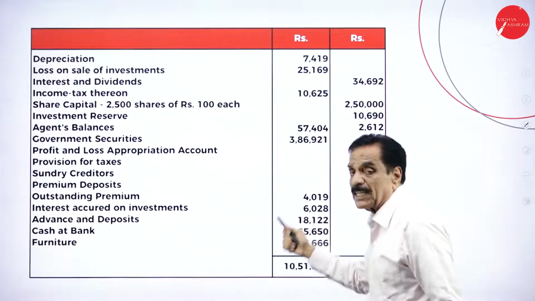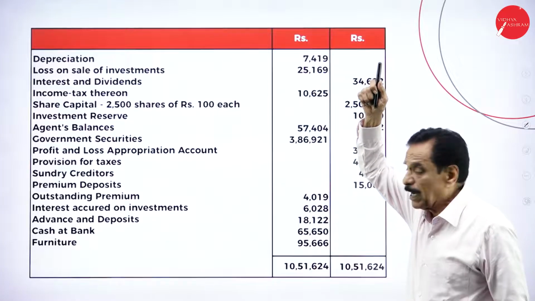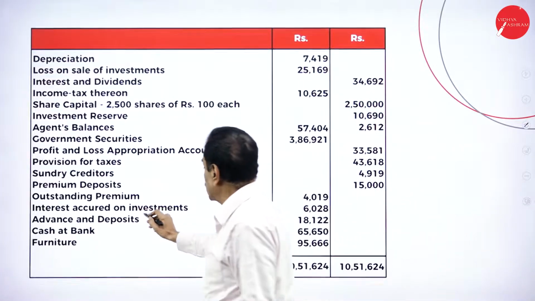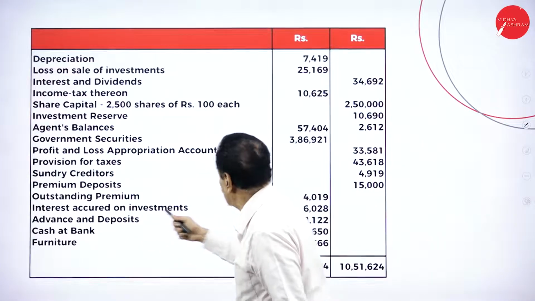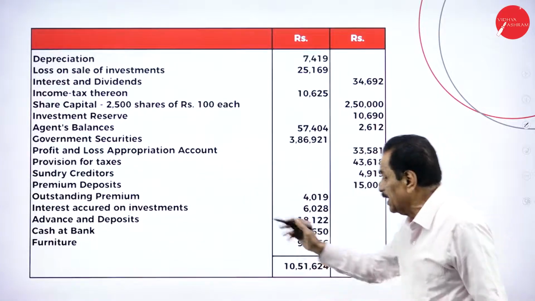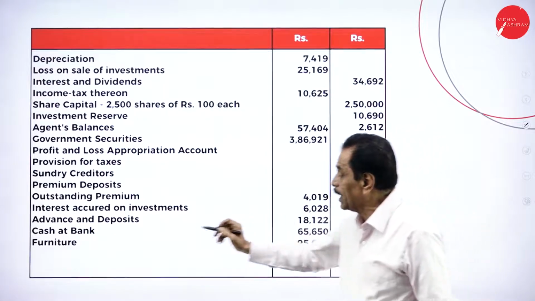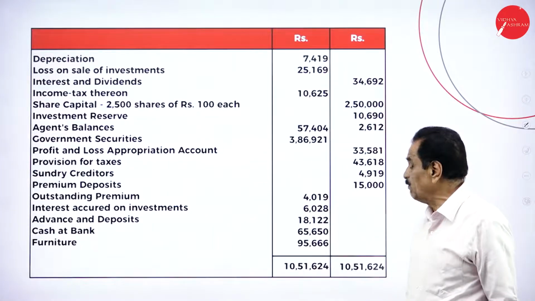Outstanding premium directly will come on the asset side of the balance sheet under current asset. Interest accrued on investment will come under current asset. Advance and deposit will come under current asset. Cash at bank will be schedule number 11, cash and bank balance. Furniture is a fixed asset.